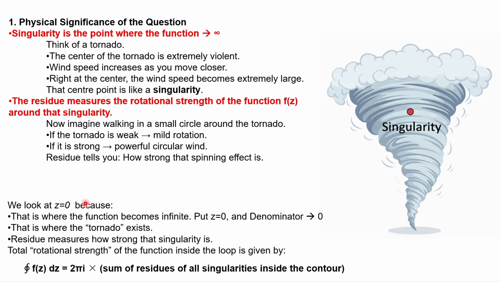Now, why are we looking at z equal to 0 for this particular problem? That is because at z equal to 0, the denominator becomes 0 and thus the function tends to infinity. And that is where your tornado actually exists, which is nothing but the singularity of the problem. And the total rotational strength of the function is given by this expression.